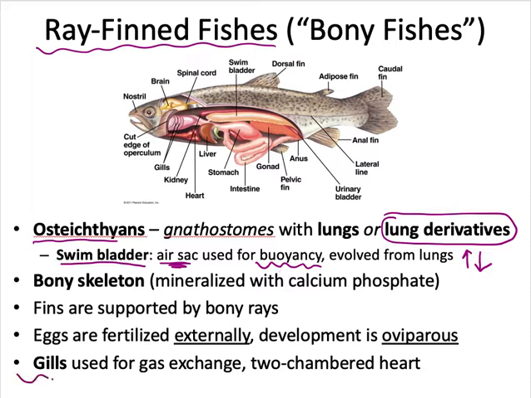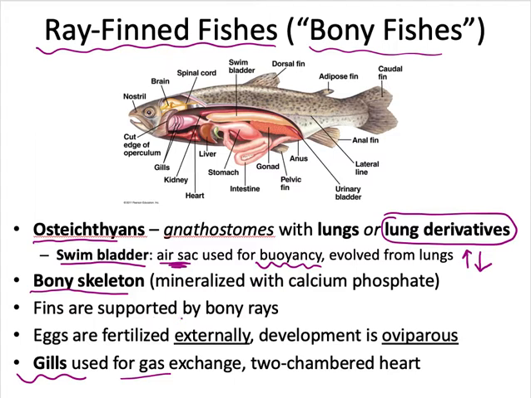However, gills are going to be used for gas exchange. These swim bladders, despite being a lung derivative, are not used for gas exchange. All right. Our osteichthyans are the first with a bony skeleton. This means that the skeleton, there is some cartilage component to it, but the mineral structure of the bone is calcium phosphate. So they're true bony fish, which is why we call the ray fin fishes the bony fishes.